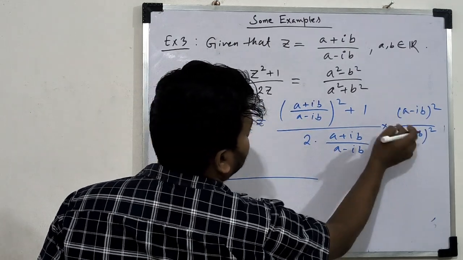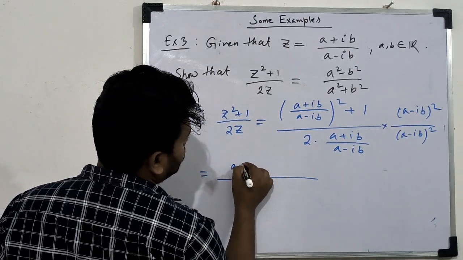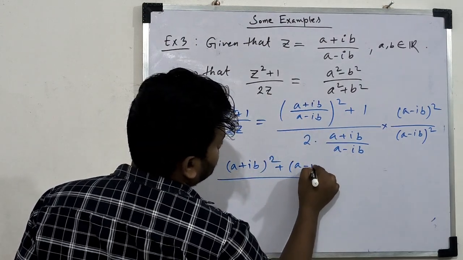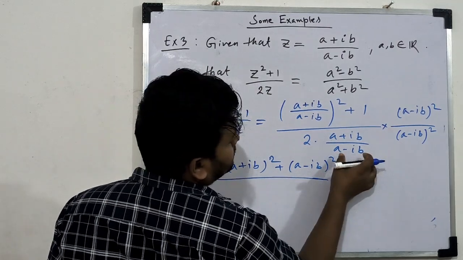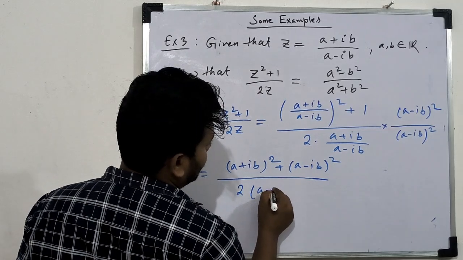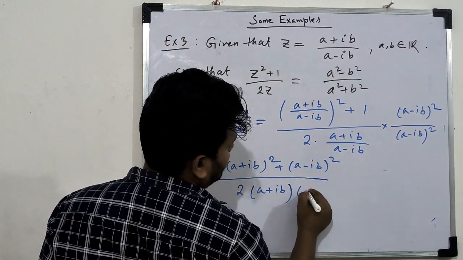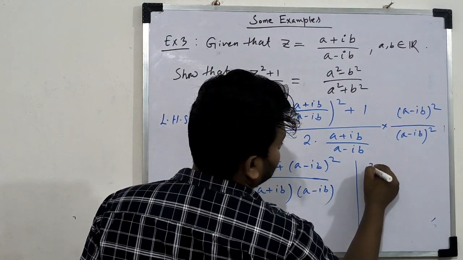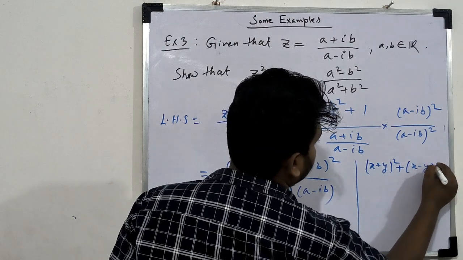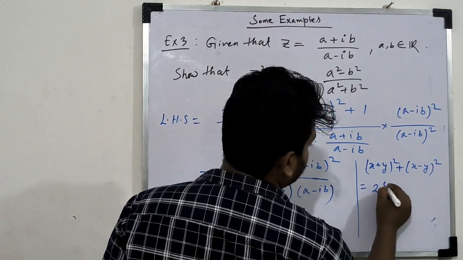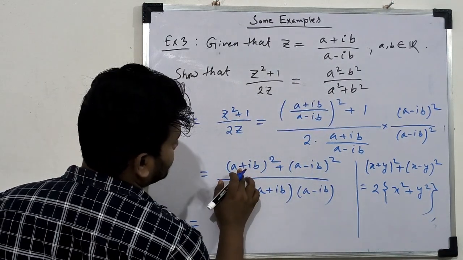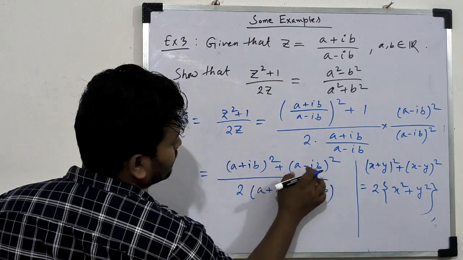a minus ib whole square. So 1 a minus ib whole square we cancel. So this becomes a plus ib whole square, and this is a minus ib whole square. And if we calculate here, 1 a minus ib cancels out with 1. So this becomes 2 into a plus ib, and here it's a minus ib. As we know that x plus y whole square plus x minus y whole square equals 2 into x square plus y square. So from this we can find this is x plus y whole square plus x minus y whole square.